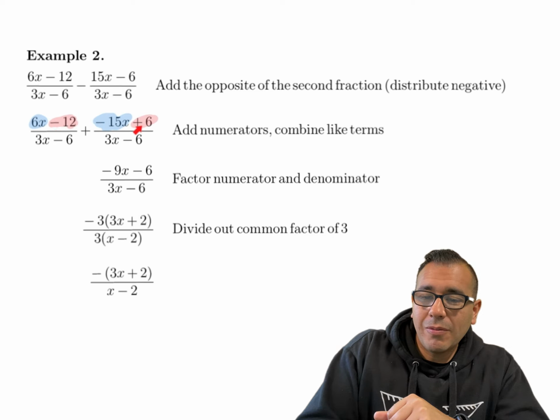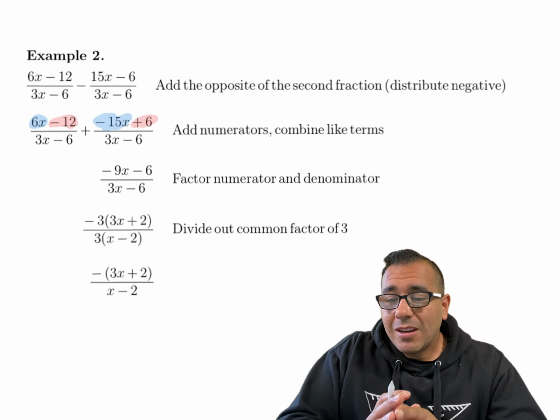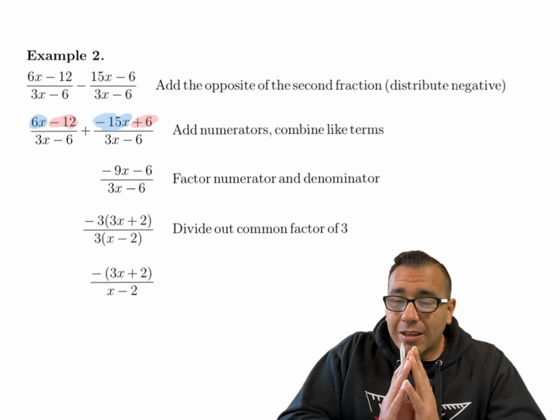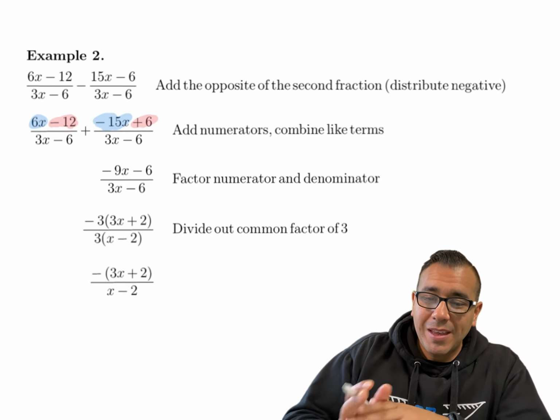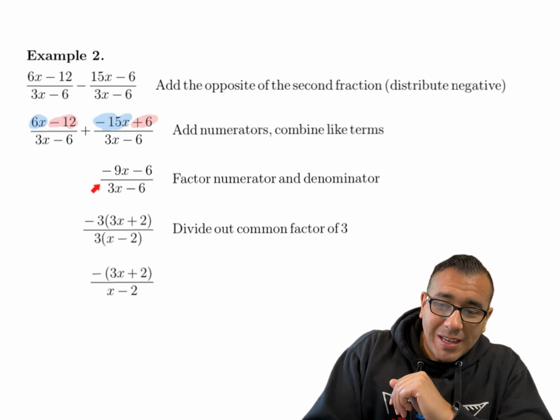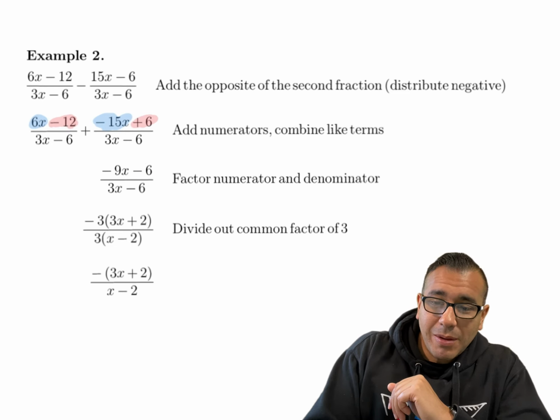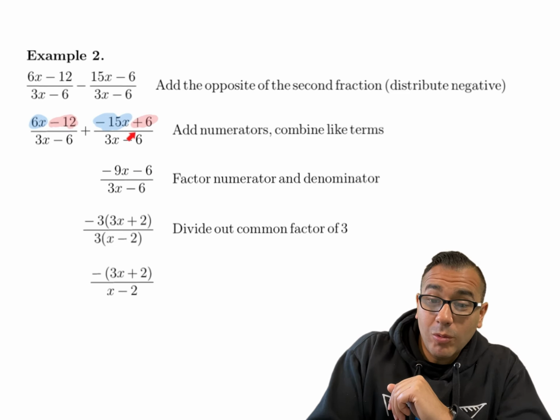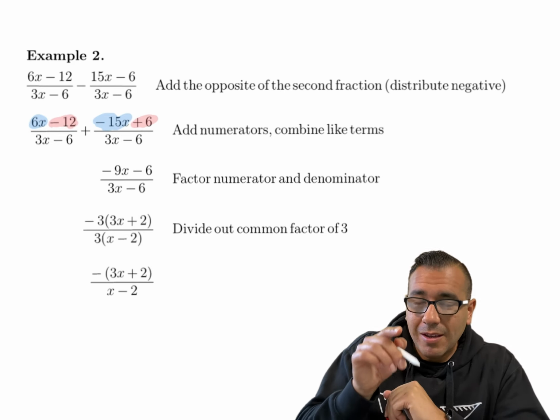And negative 12 plus 6 gave us negative 6. So all we did was combine our like terms. All right. And so we ask ourselves, now that we have this, our like terms are combined. Notice we are only allowed to do that when the denominators are the same. All right, so make sure that's in your notes.